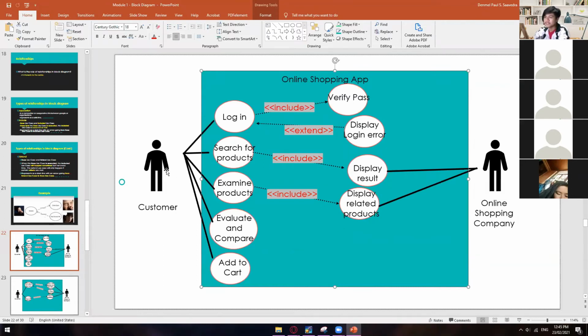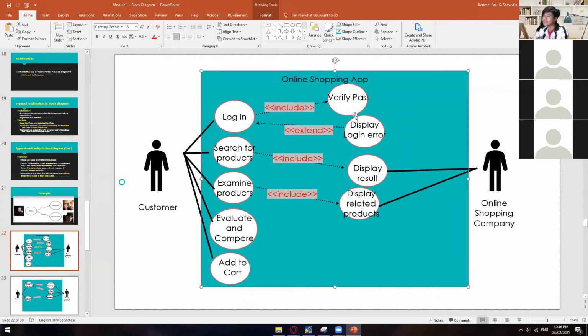And as you can see, this is our customer, and this is the association connection. So meaning this customer can log in, can search for products, can examine products, can evaluate and compare, can add to cart, etc. Those are the things that he, our primary actor, can do. And then as you can see right here, the reactionary or the secondary actor has to only.